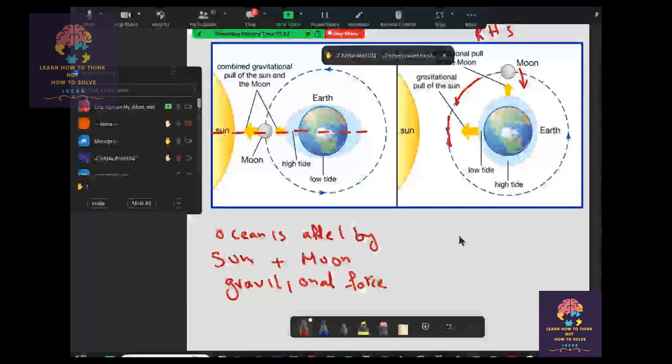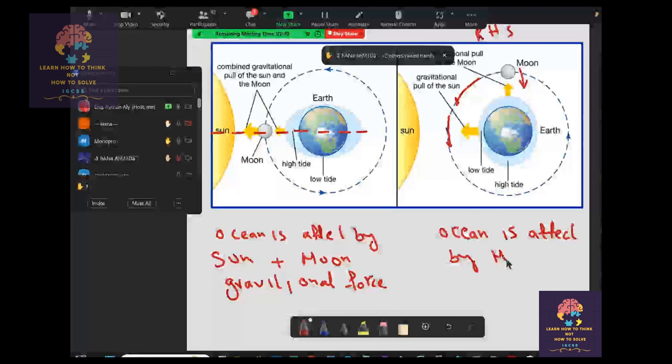Okay, the one on the right, the ocean is affected by what? The ocean for this one is affected by the moon, but the one with the low tide is affected by the sun. Don't say low tide or high tide, just say the right-hand side or left-hand side. When the sun and the moon are not on the same straight line, the ocean is affected by what?